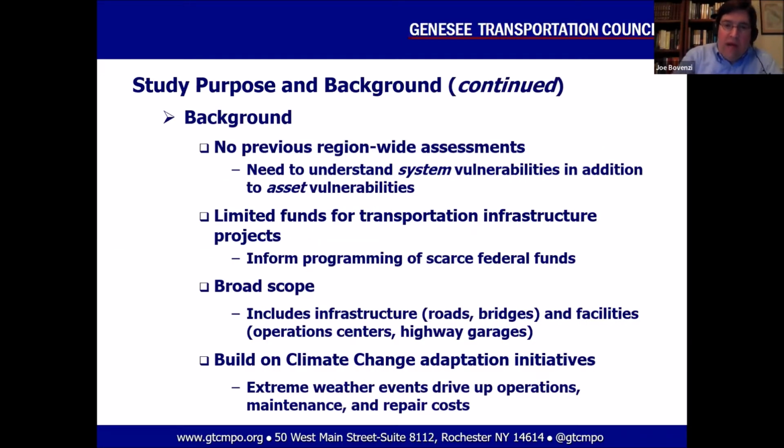By way of background information, this was the first time that a project like this had been undertaken for our region. So we were able to build on state and county hazard mitigation plans and some other resources that have been developed for emergency response and all of that. But this particular type of study had not been undertaken for our region. So we were kind of blazing a path here.